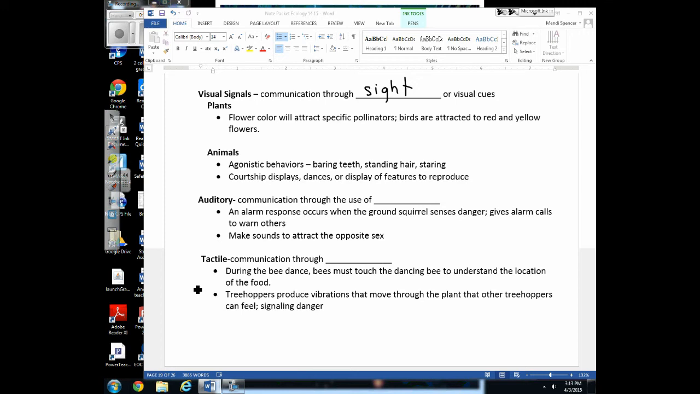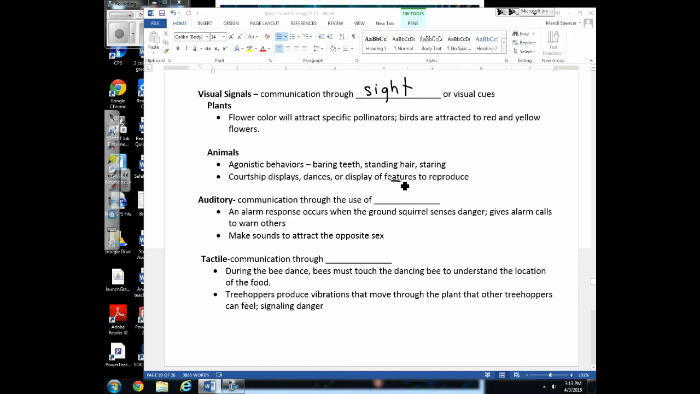Animals' visual signals lots of times have to do with agonistic behaviors like baring teeth, staring, and the hair that stands up on their back. That's a visual signal. But we also talked about how, through sexual selection, there are courtship displays and dances, and organisms usually have very colorful features that attract the opposite sex. So those are examples of visual cues.